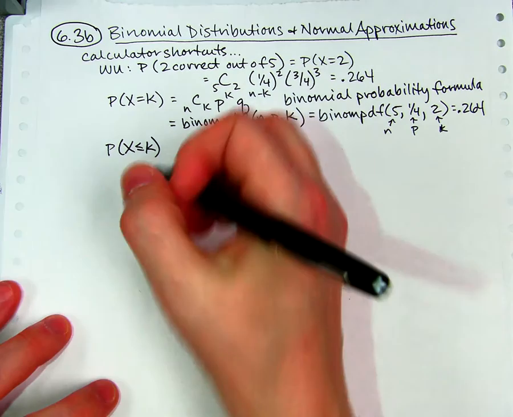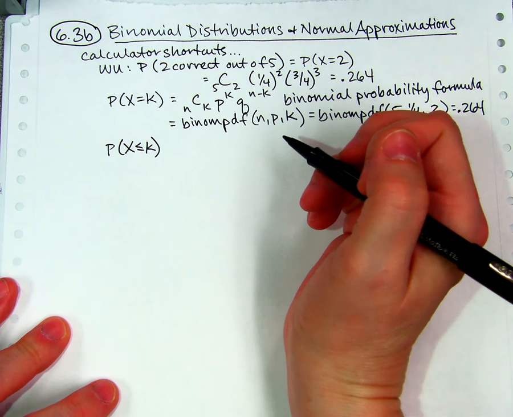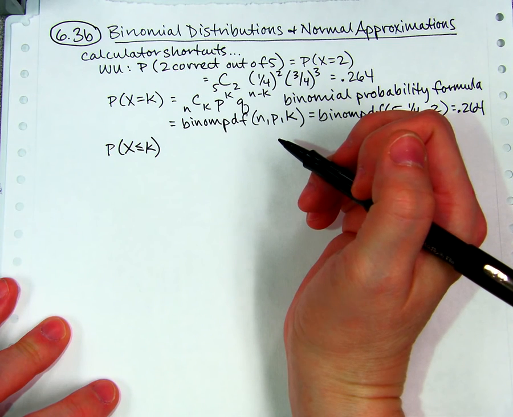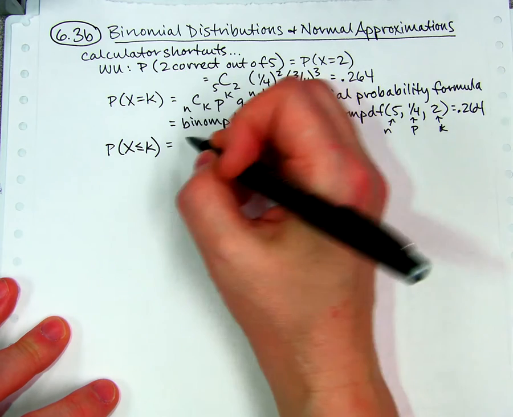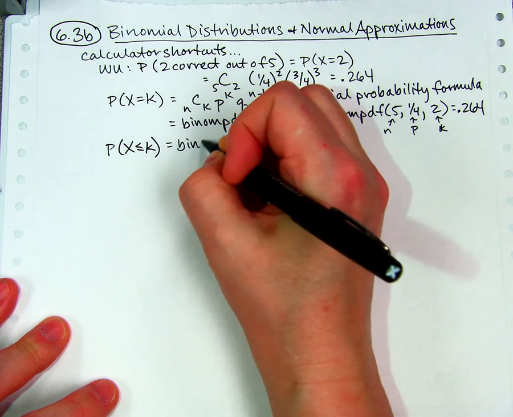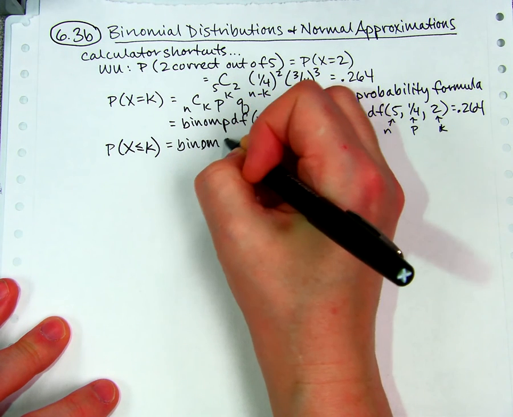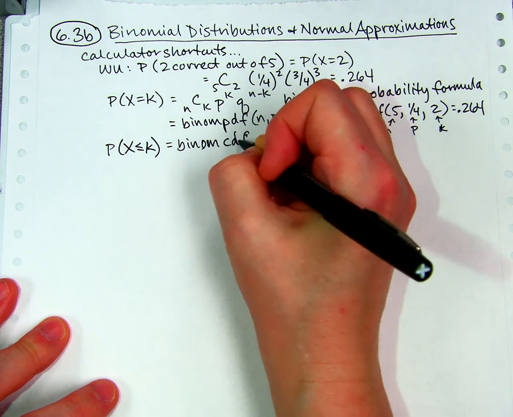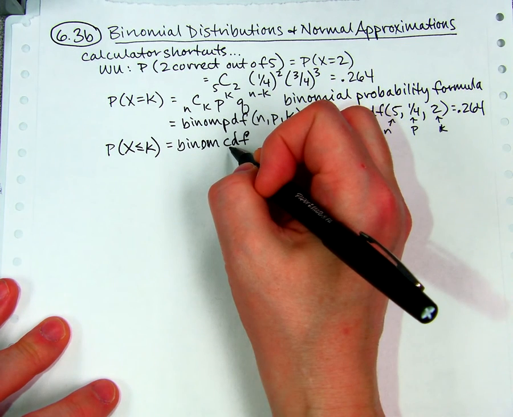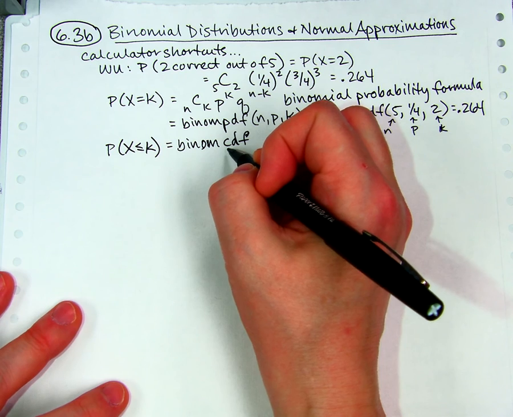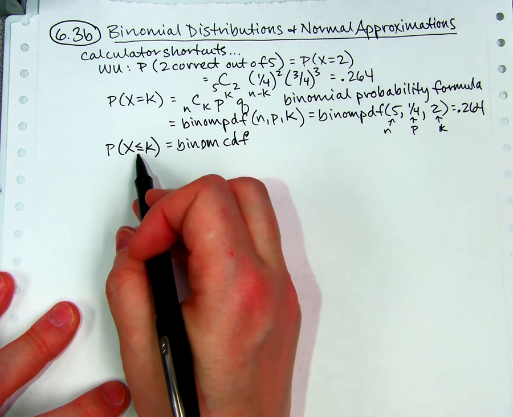But there's a faster way. And when you have, like, let's say you had more than 5, it could be like 50 things you have to add together, and that'd be terrible. There's a thing called binomial CDF that does this. C stands for cumulative, and that's the cumulative relative frequency that we learned way back. It's the less than or equal to.